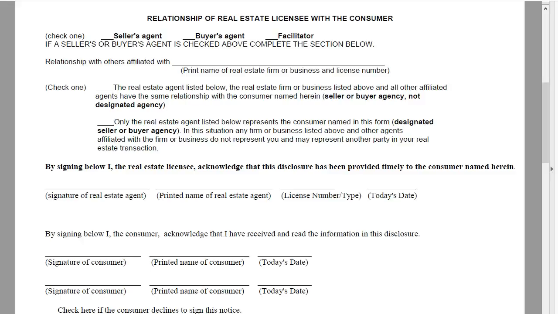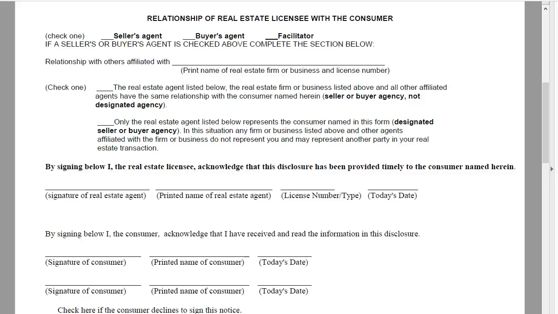So let's slowly look. And most likely you're going to get some significant guidance from the broker of record at your office about which one of these two boxes you check. Let's look at box number 1. The real estate agent listed below, the real estate firm or business listed above, and all other affiliated agents. Basically everyone that works at that agency has the same relationship with the consumer named herein. In other words, they all represent the seller or they all represent the buyer. So why would you check that box?